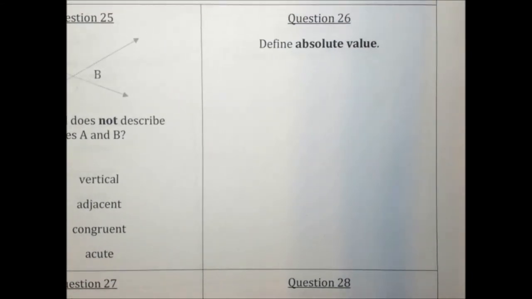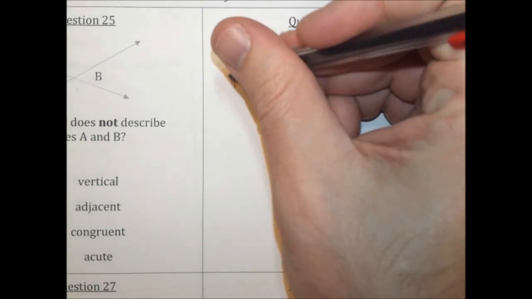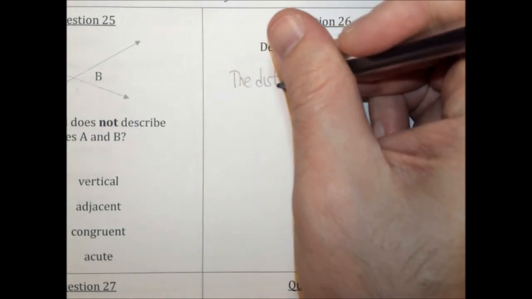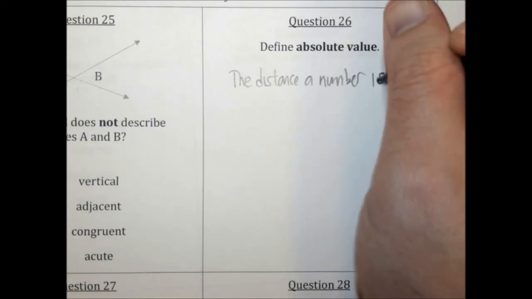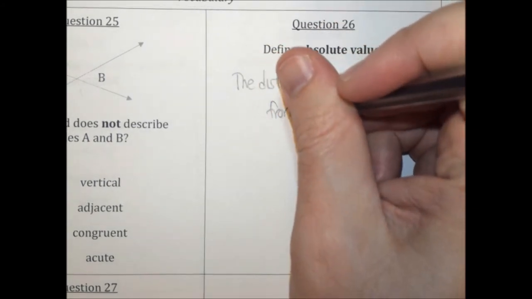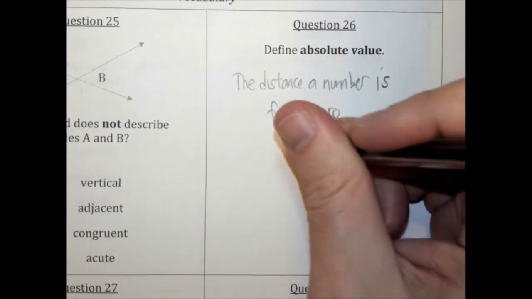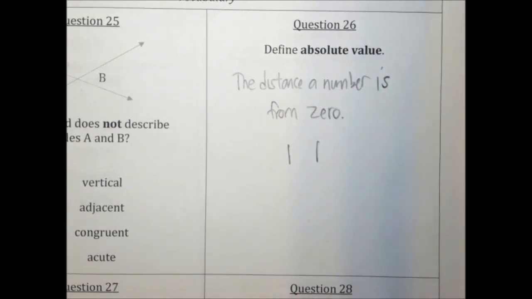Question 26, define absolute value. Absolute value is the distance a number is from zero. Remember, the symbol for absolute value is those two bars. And the answer to absolute value is always positive, because distance is always positive.